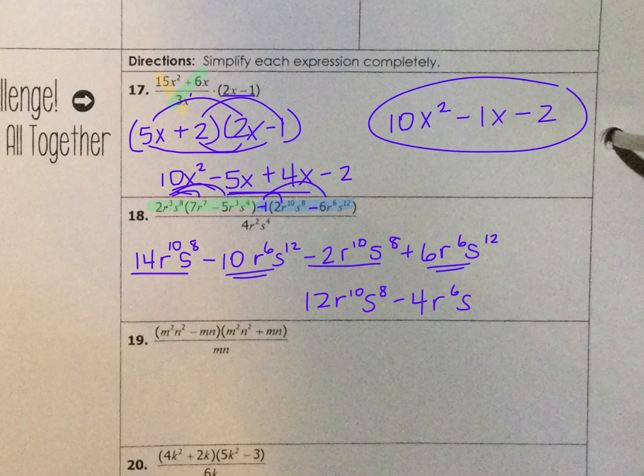Now I still got this guy. I got to divide by 4 R2 S4. So we'll divide it here, and then we'll divide it here. 12 divided by 4 is 3. 10 minus 2 is 8. 8 minus 4 is 4. And now I'll do the green one. -4 divided by 4 is -1. 6 minus 2 is 4. 12 minus 4 is 8. Those are not the same. I cannot put them together. I'm done with that one.